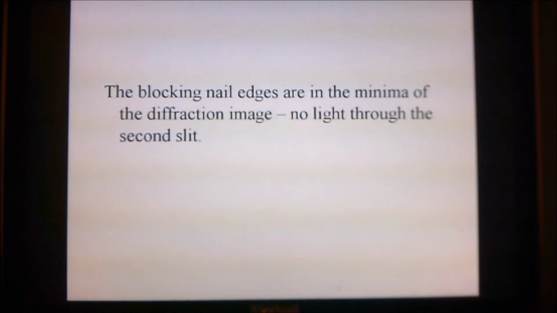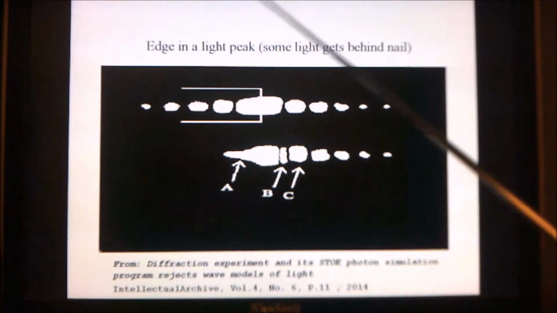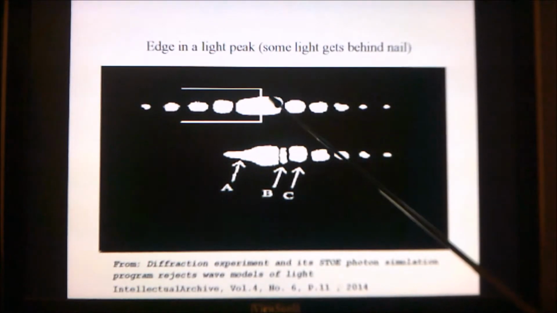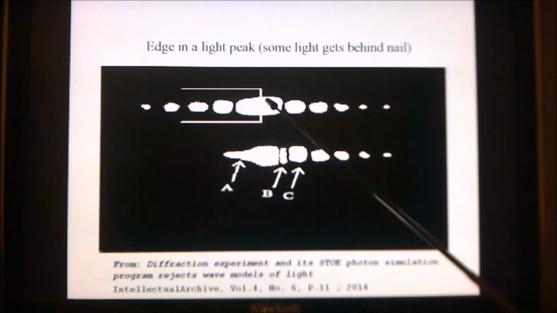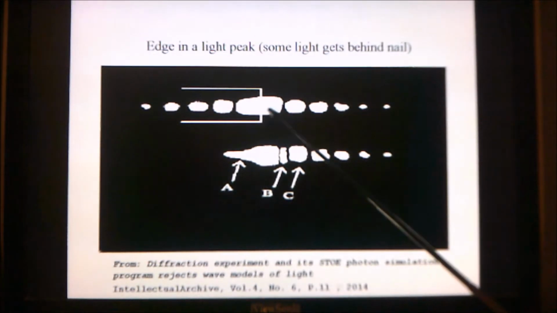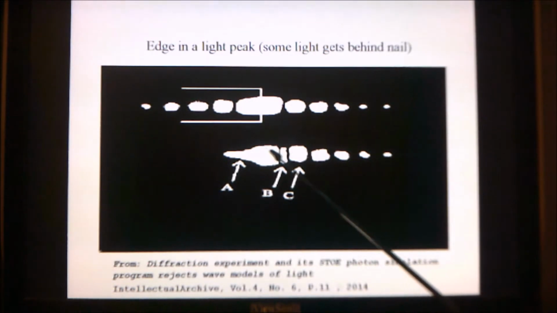The blocking nail edges are at the minima of the diffraction image. No light through the slit. Now let's see that. This is the edge of a mask, and here we position the edge right in the middle of the diffraction pattern. The image on the screen of this kind of setup is like this.